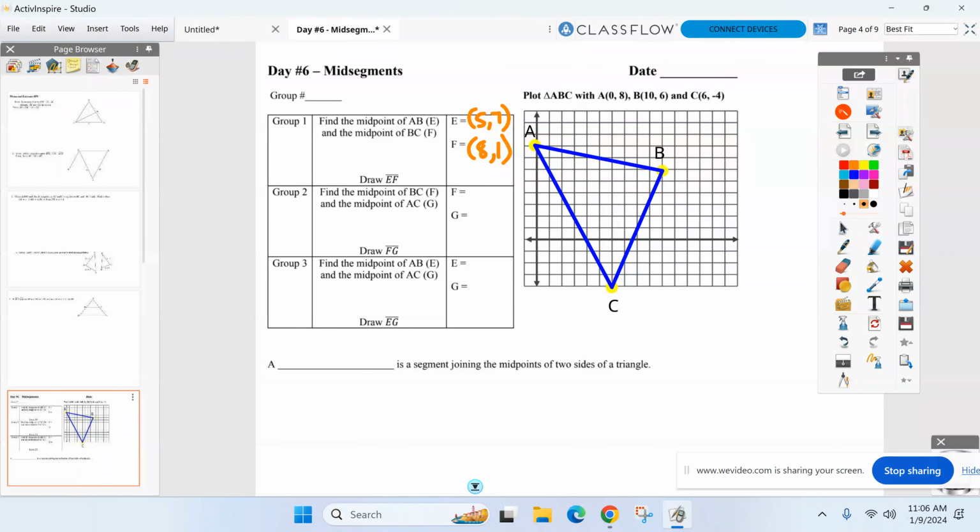Well, I don't have two bases in a triangle, right? So instead, the length is equal to just half the third side. I don't need to add anything up. It's just half the third side. That's it. So going back to midsegment FE, the length of FE is going to be half of AC's length. Good? So it works just like the trapezoid, but I don't have two bases. I only have one third side.